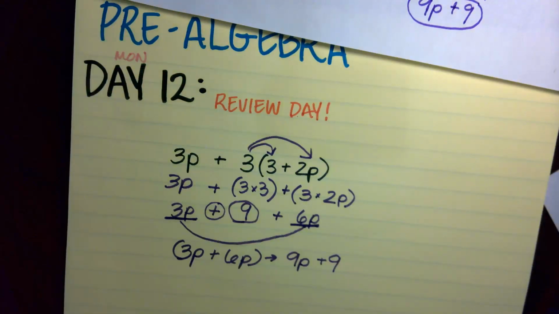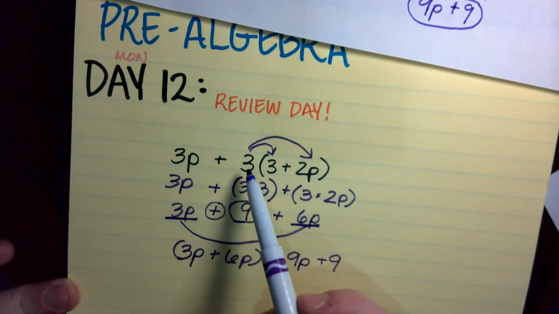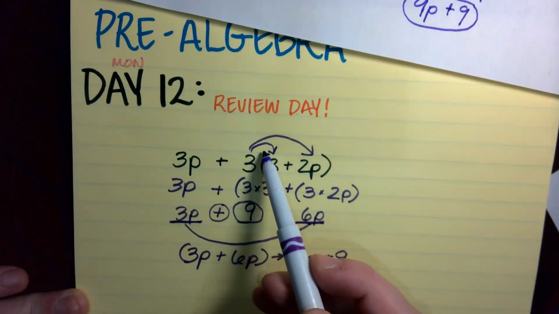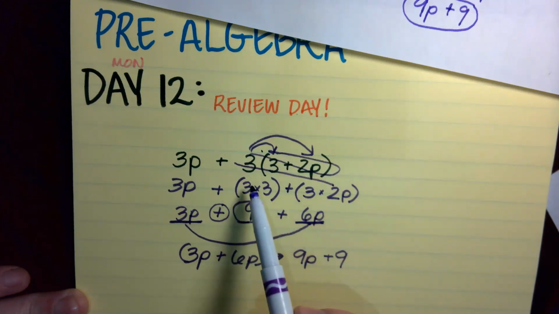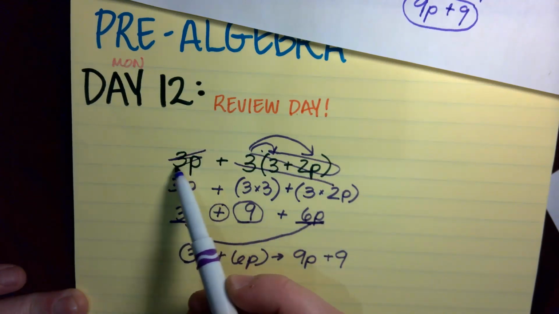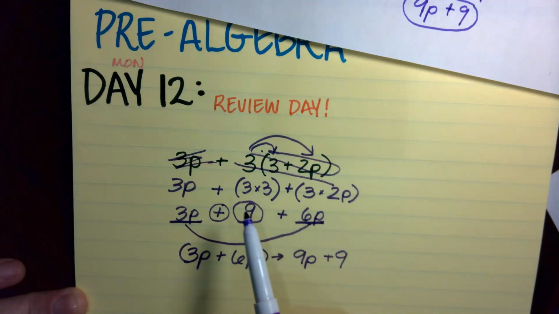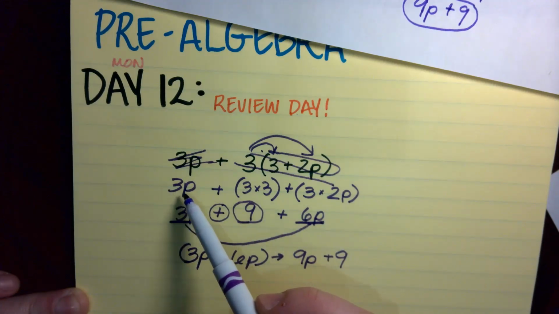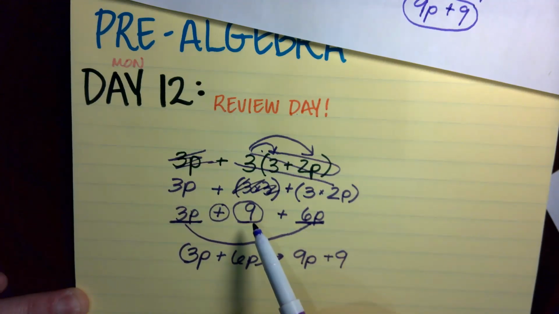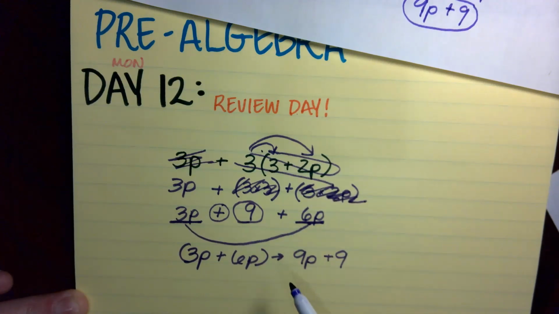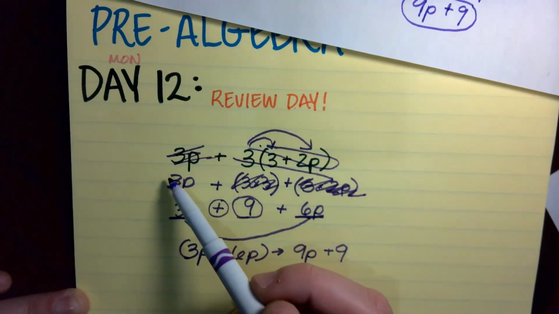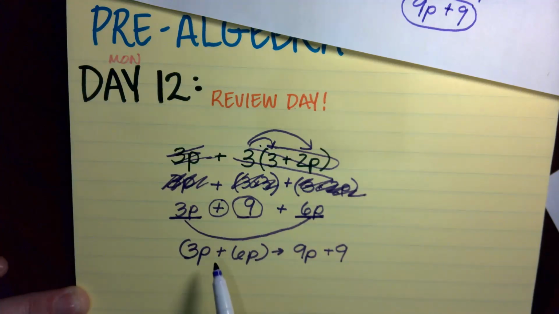If it helps, after you've done a step, like I know, okay, I've distributed, I'm going to just cross that off. I don't need this anymore. Now I have this problem. I already used that. It's gone. If you want to cross out at each step, like, okay, now I've done my 3 times 3, I got 9, that's gone. Now I did 3 times 2p, I got 6p, that's gone. I still need to bring down my 3p. Okay, I did, that's gone now. Then when I put my 3p and 6p together, I could cross those off as I go.